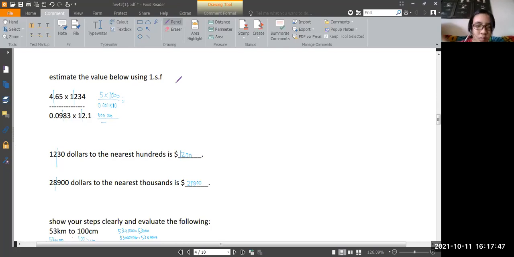Estimate using one significant figure. Yes, this is the right way to do it. Draw a line so that it's very clear cut. But I think there is a problem with this one. You want to double check this one? You have 0.0983. So how do you change it?